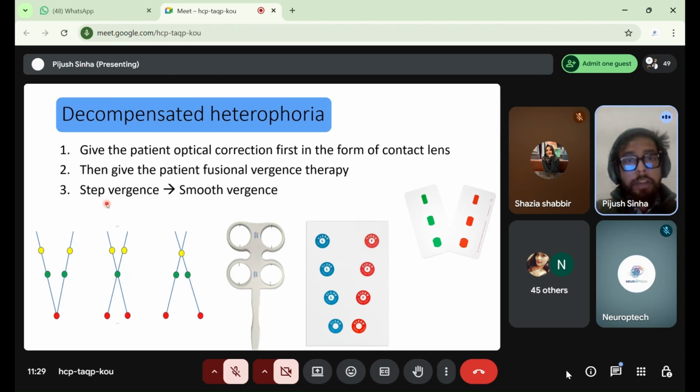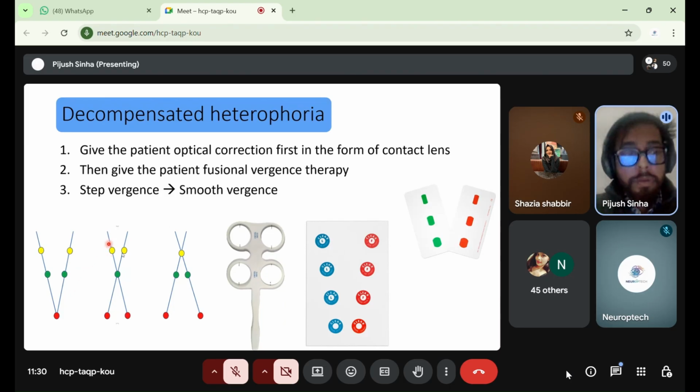Suppose the patient's PFB value is about 10 at the blur point, then 15 is the break point, and again 13 is the recovery point. Here you give first 10 prism diopter base out, and then a sudden jump to 15, then some jump to 20. There are step versions, so that the patient's flexibility of convergence will improve. Then after the flexibility improves, you can go for the smooth versions kind of therapy, so that there will be gradual improvement.